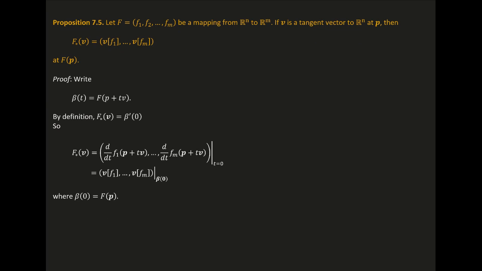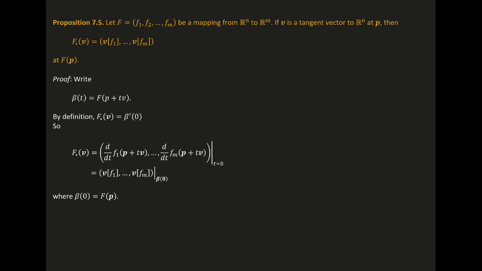Let's consider the following proposition. Let f be a mapping from Rn to Rm. We'll write the Euclidean coordinate functions as f1, f2, etc. through fm. If v is a tangent vector to Rn at P, then the tangent map f star of v is equal to the directional derivatives of f1, f2, etc. through fm in the direction of v and at the point f of p.